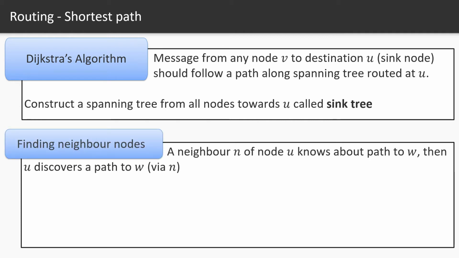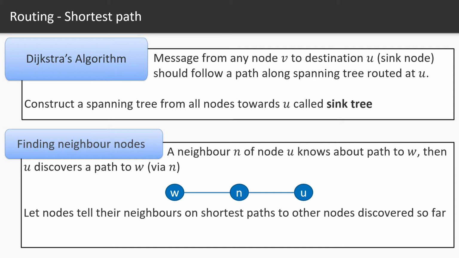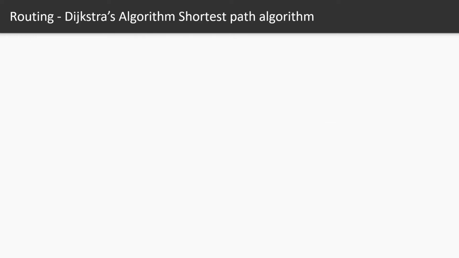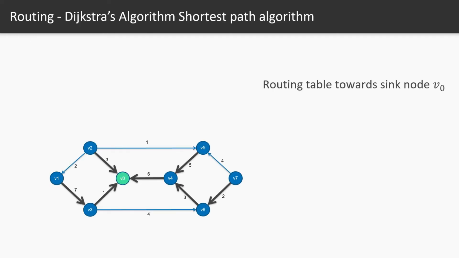If a neighbor n of the node u knows about a path to another node w, then u discovers a path to w via node n, which can be simply illustrated in this way. Node n knows about w and it informs it to the node u. And eventually we're going to let nodes tell their neighbors on the shortest path about the other nodes discovered so far. I'll put in the same example graph as we studied in our last section.